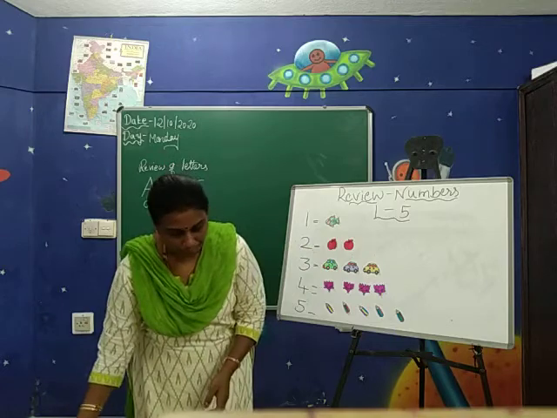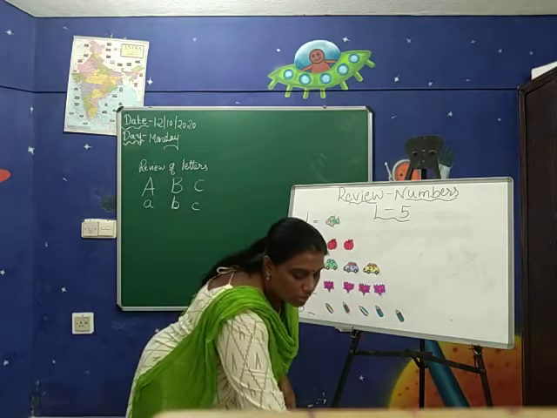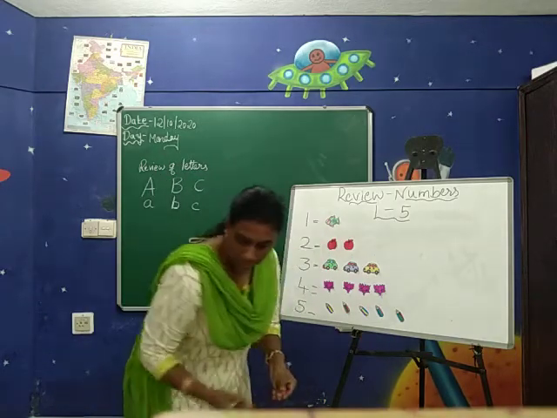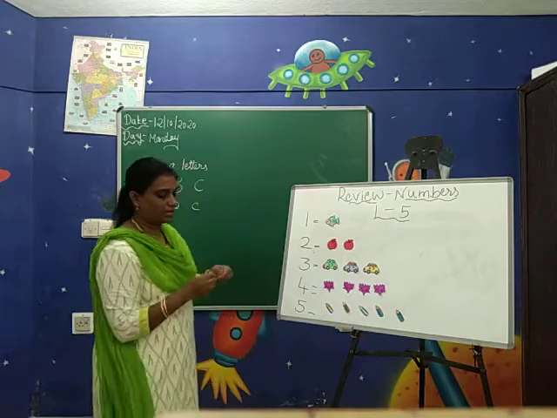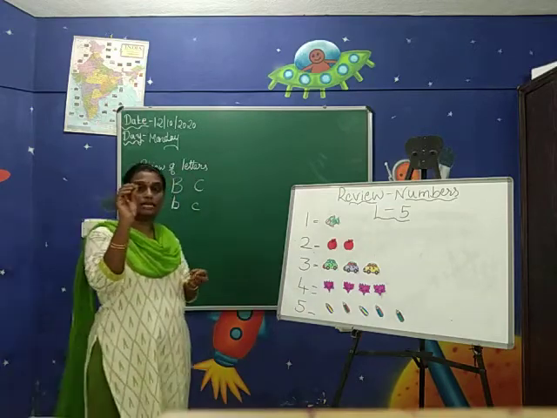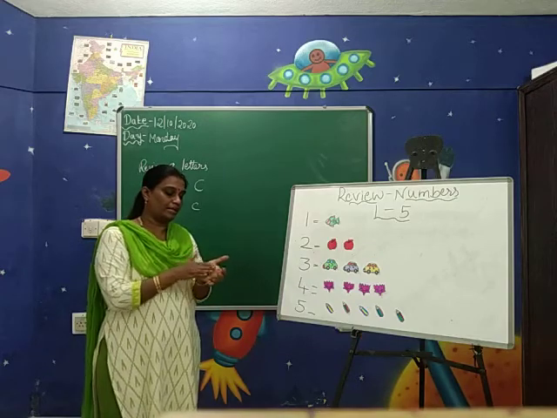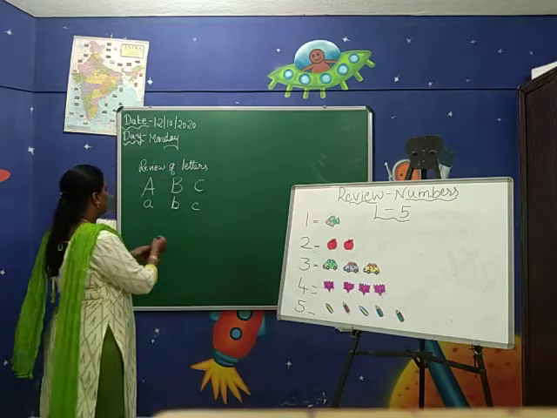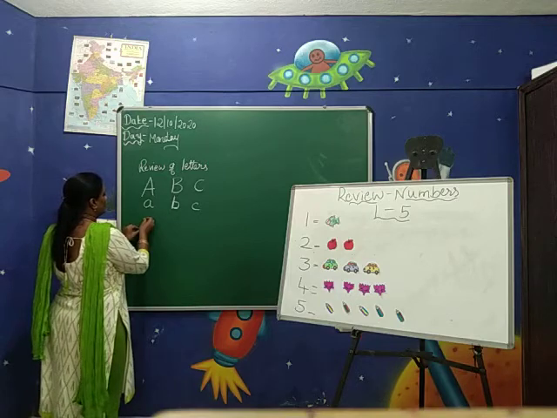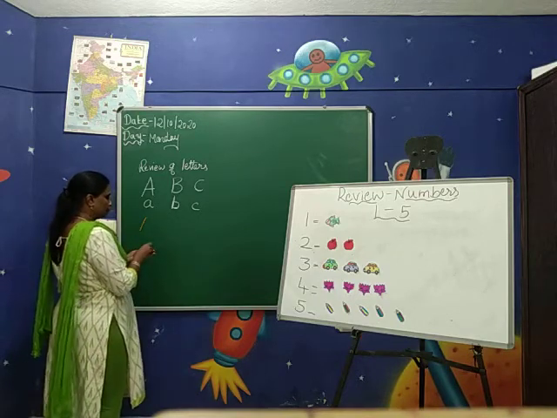Now I'll show you one activity to trace the letter A. How do you trace the letter A? You can use clay for tracing. So take a small amount of clay for tracing the letter A. First you have to make a slant line.